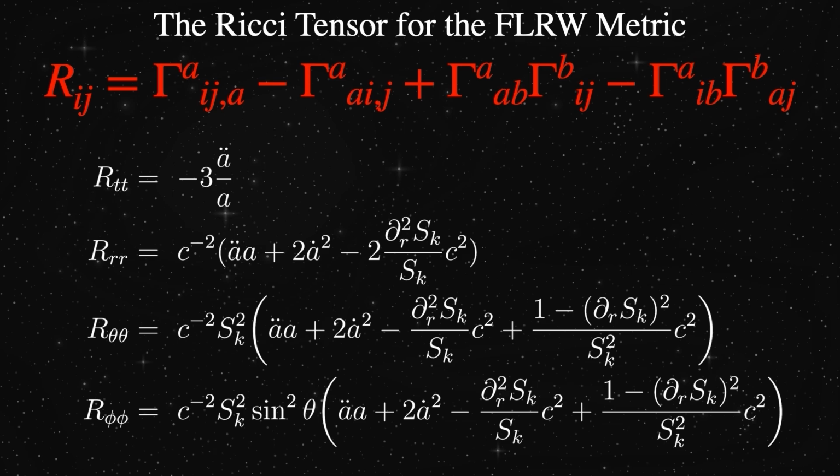Since the space is the same, and even though the coordinate choice is different, we should expect the Ricci tensor to be very much the same as before. Somehow it should work out. You can see that there are only two different terms involving s sub k to evaluate: a second partial of s sub k over s sub k, and 1 minus partial s sub k squared over s sub k squared. Let's see what they work out to be.